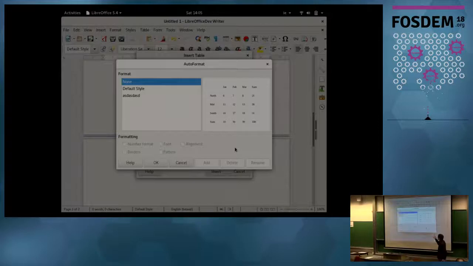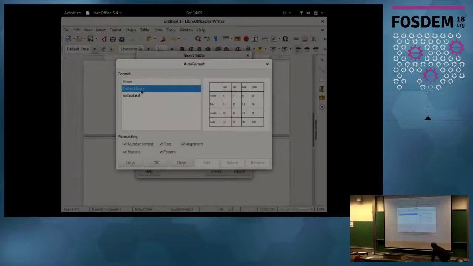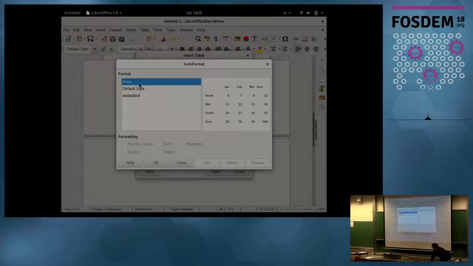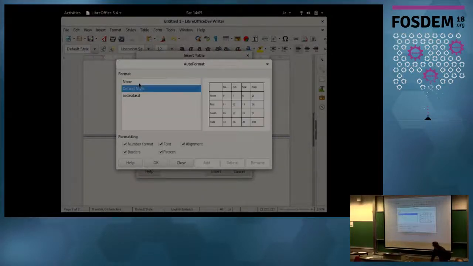Now, this is another native GTK dialog loading up the .ui file that we currently are effectively using. First, look at that. None to default style. All these guys are going to fade in at the same time. So they all fade in.